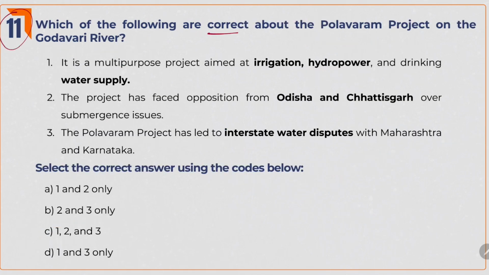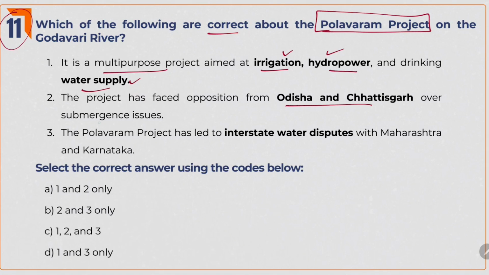Which of the following are correct about the Polavaram project on the Godavari river? It is a multi-purpose project aimed at irrigation, hydropower and drinking water supply. The project has faced opposition from Odisha and Chhattisgarh over submergence issues. Actually, we can think that Polavaram is located in Andhra Pradesh. Why would Odisha and Chhattisgarh oppose over submergence? Do you know the potential of the Polavaram project? The annual irrigation potential of Polavaram is around 10 lakh acres. Such a big project it is.